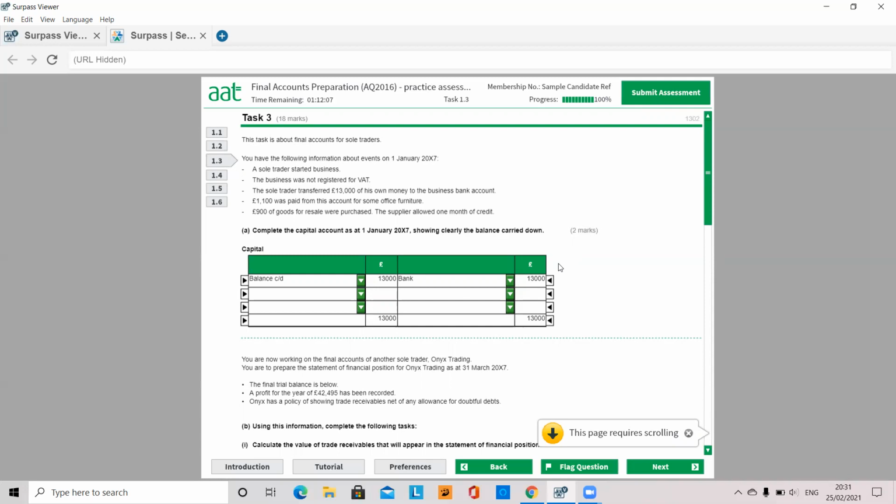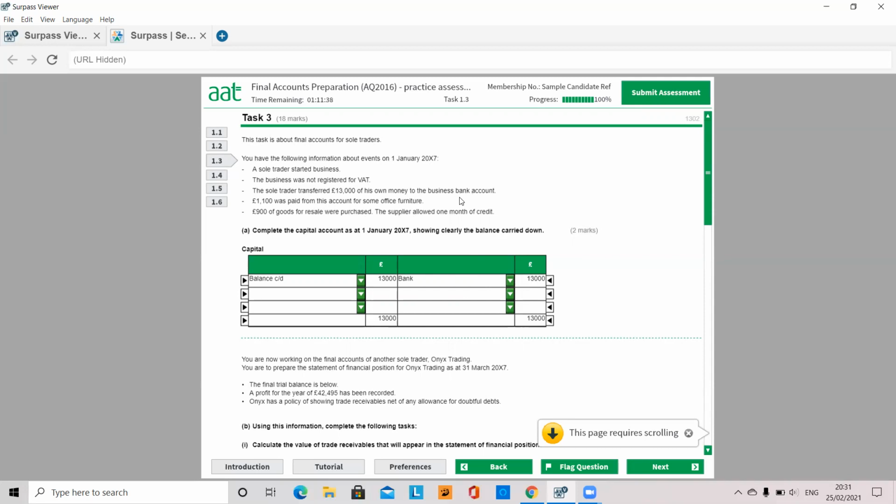Okay, so we're basically doing the opening capital. So it's to complete the capital account on the 1st of January, showing clearly the balance carried down. So again, we've got that first one, which is debit. So it would have been debit bank, credit capital. So we credit capital for £13,000.